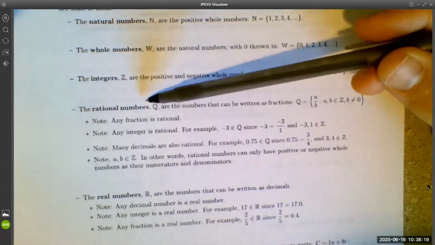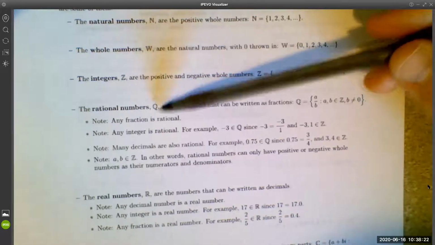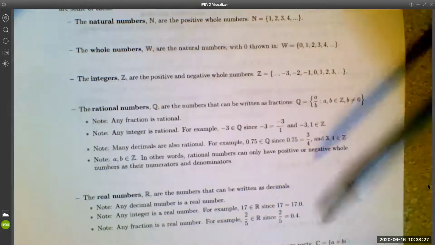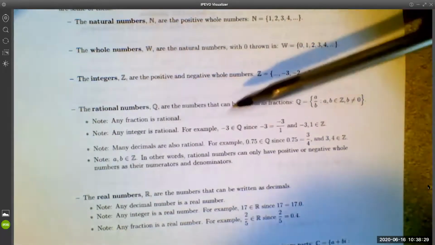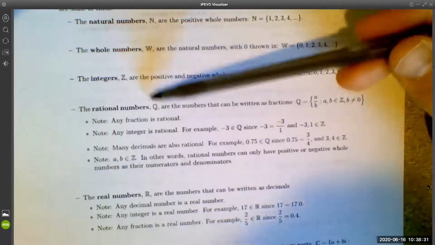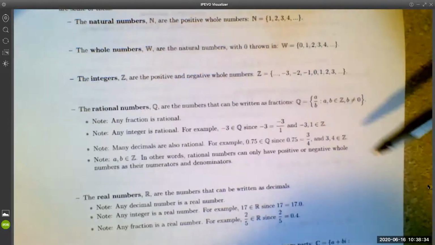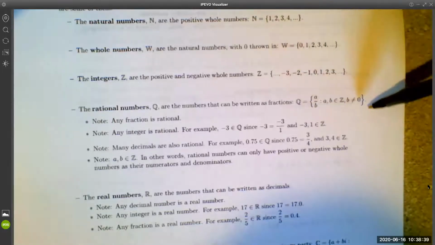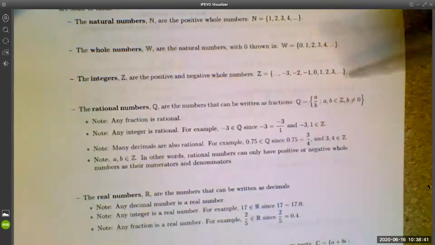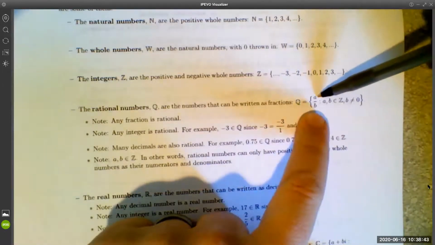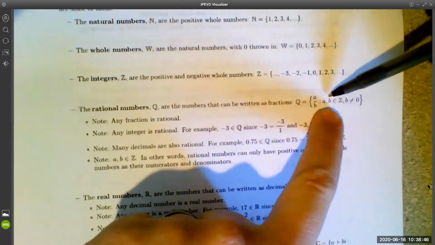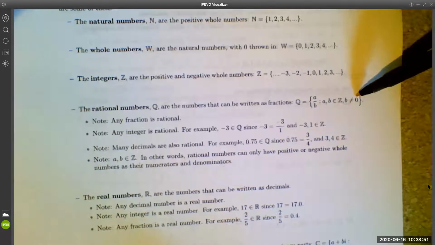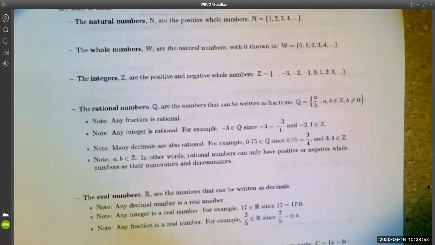Okay, rational numbers are denoted by a Q. Again, not sure why, probably some German thing, I don't know. But rational numbers are denoted with a Q. And rational numbers are the numbers that can be written as fractions. Okay, so this is where set builder notation comes into play, and this is where things start to get a little more confusing. But the rational numbers are the set of all numbers of the form a over b, where a and b are integers, and b is not equal to 0. That's the set of rational numbers.